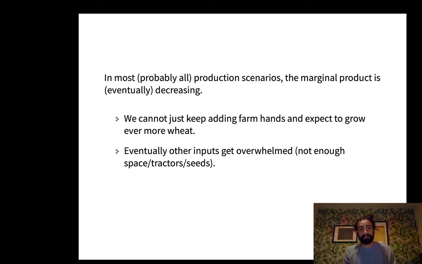So marginal product is eventually decreasing. Often it's eventually negative. Basically the idea is that the other inputs get overwhelmed, right? There's not enough of the other stuff to compensate for the extra labor or for the extra tractors. Now, you could say, well, maybe you could add more tractors and stuff like that. So we're talking about marginal productivity with fixing the other inputs, right? And also, eventually, you run out of the other inputs or whatever.